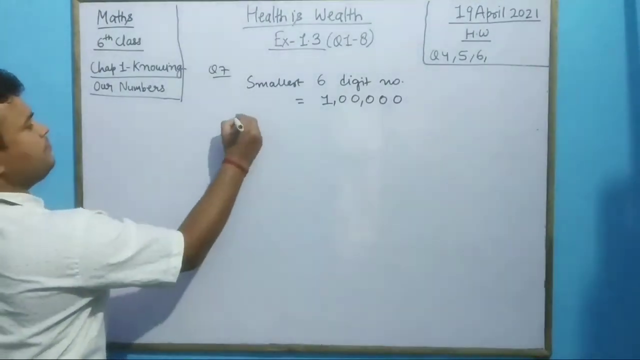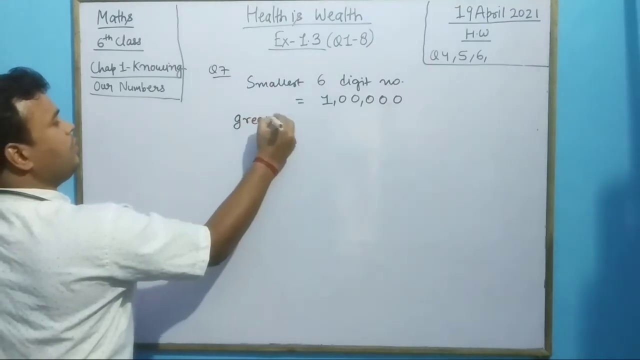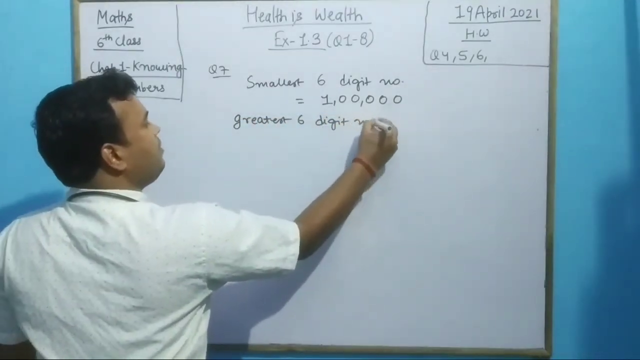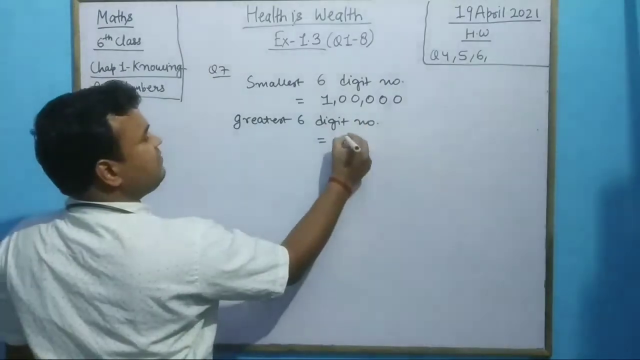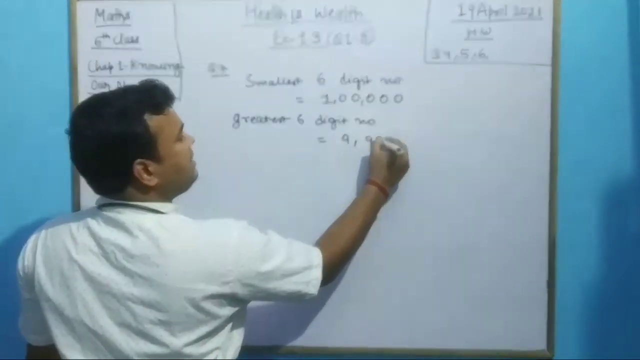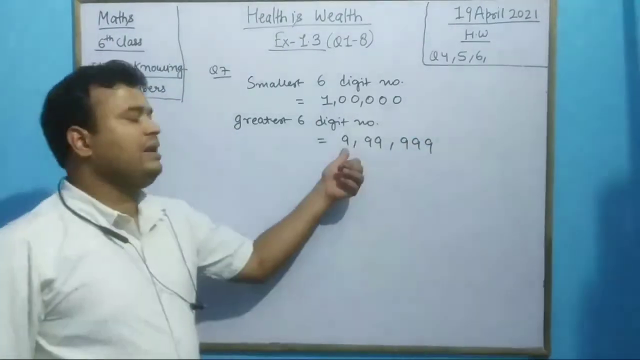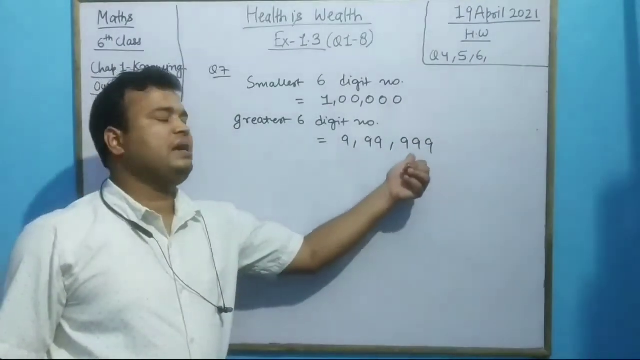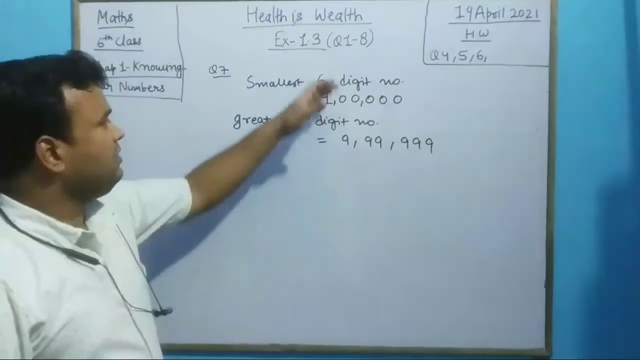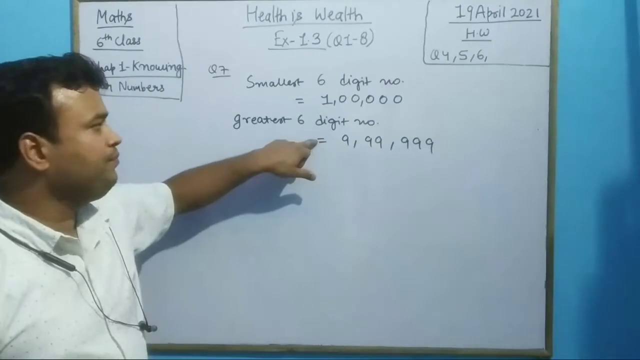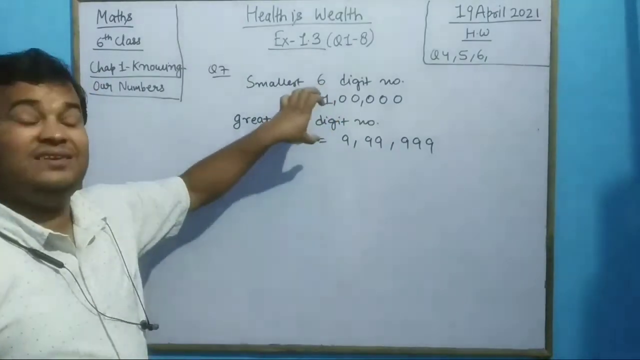What is the greatest 6-digit number? The greatest 6-digit number is 9, 9, 9 and 3 times more. So it is 9,99,999. So this is the smallest 6-digit number, this is the largest 6-digit number. And how many 6-digit numbers are there?